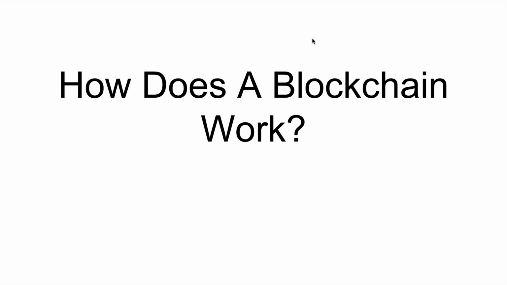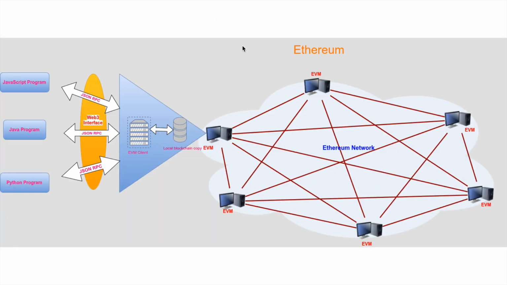How does a blockchain work? Well, let's look at this diagram in order to understand. A blockchain is a peer-to-peer network of computers called nodes that all talk to one another. So if you remember in the last video, I talked about how the blockchain is a network and a computer. You can think about it in both of those ways, right?